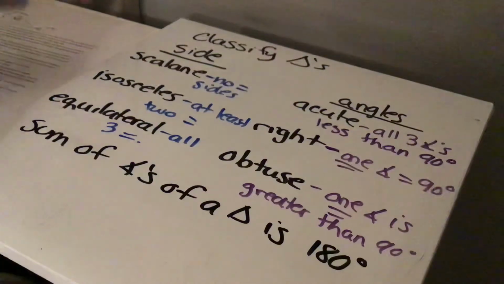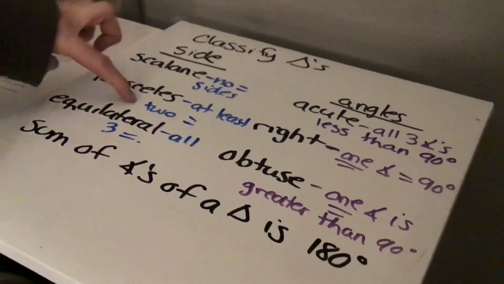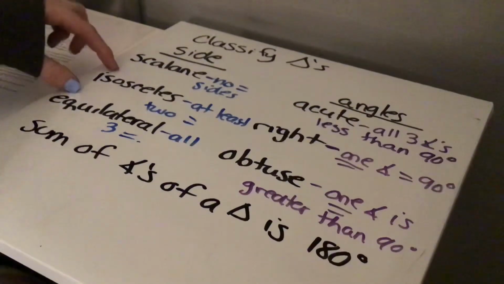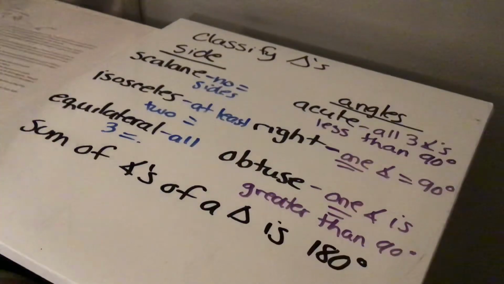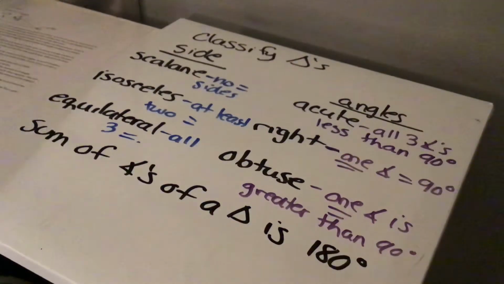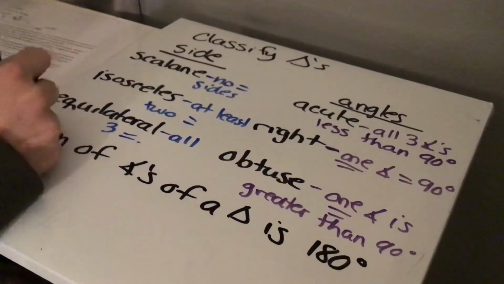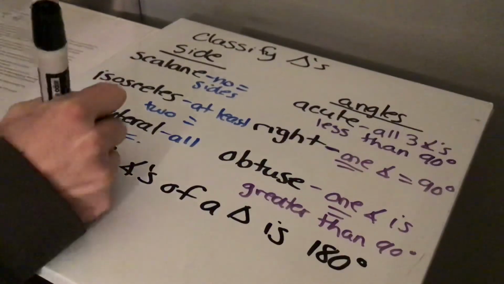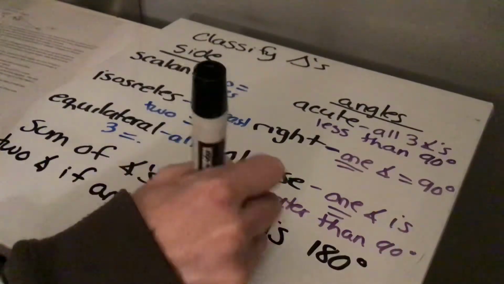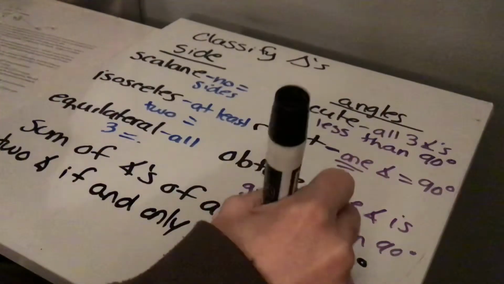Okay, so isosceles means at least two sides. So if it's equilateral, it's also isosceles because equilateral has three equal sides. Okay, but if it just has two, then it's not equilateral, it's just isosceles. And we can say that two angles are equal if and only if the sides opposite are equal.